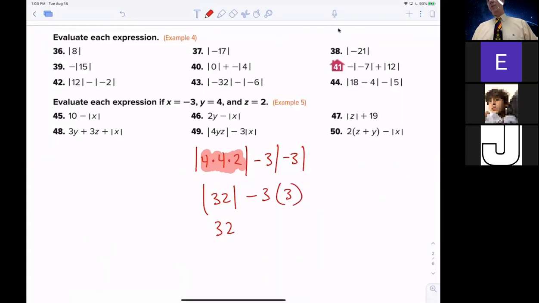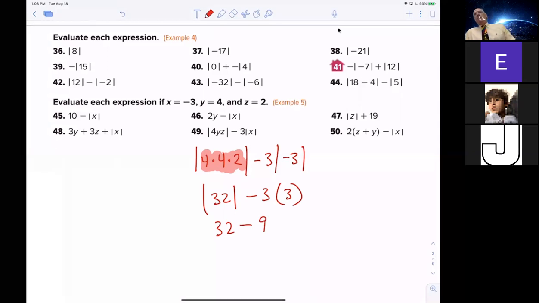And what's 3 times 3? There you go. Now, what's 32 minus 9? 23. All right. Now, I always try to teach kids subtracting 9.